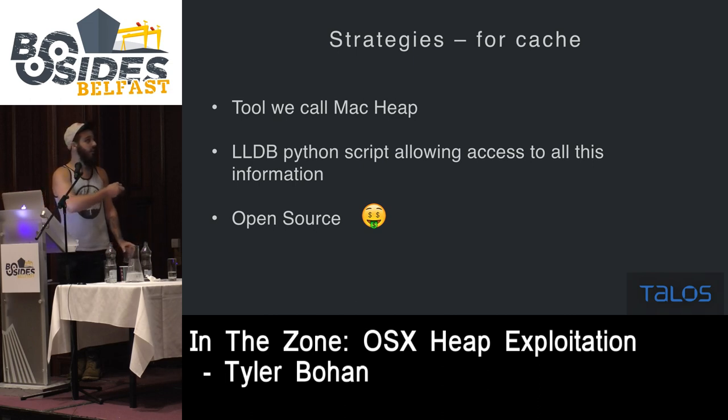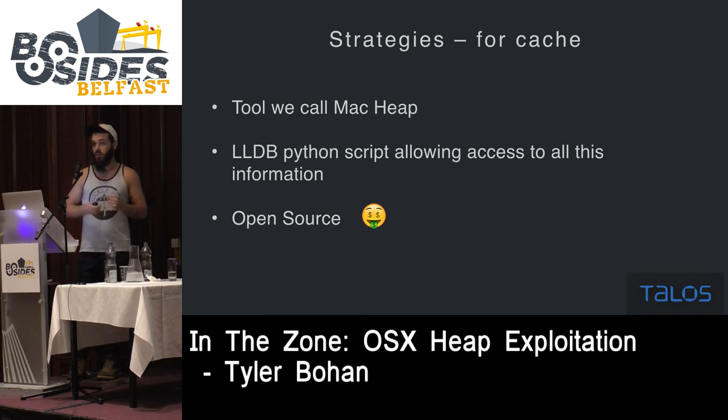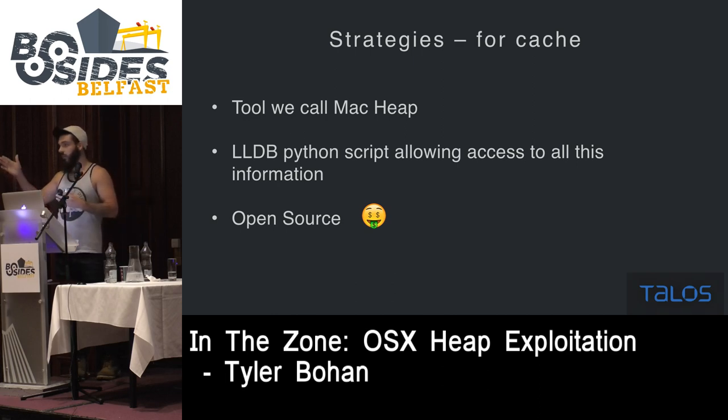Me and a good friend of mine wrote a tool, and we call it MacHeap. It's an LLDB Python script that allows you to access everything I just told you. You can look at any of these pieces of information I just talked about, analyze all of them, and do anything you want. What's great about this LLDB Python script is it's probably 700 lines, give or take. If they make any changes to their structures, just change my structure. My structures are very easy to modify. We set this thing up so for the future, it's going to be very easy.